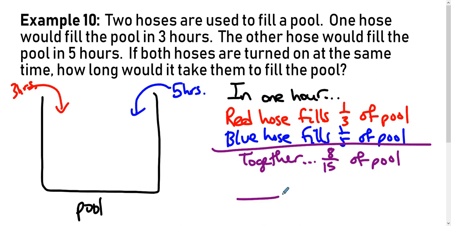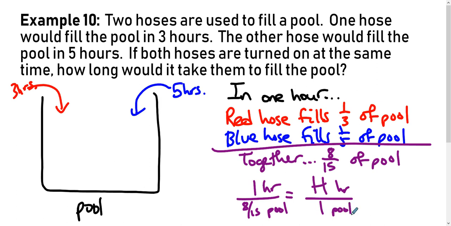So now you can think proportionally. In 1 hour, they fill 8/15 of the pool. I want to know how many hours it takes to fill one pool. And so we cross multiply and we do what we do, and sure enough, almost 2 hours to fill the pool, which makes sense. The answer should be less than 3. It's probably about 2. This makes sense.